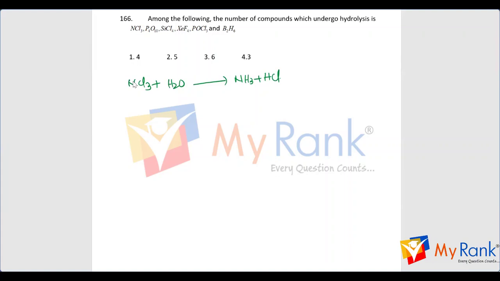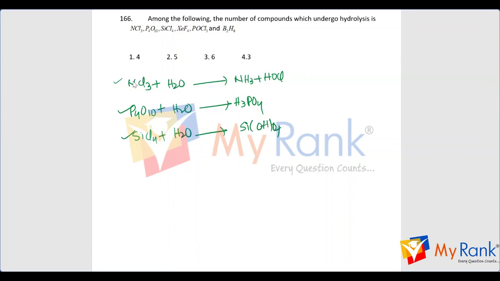NCl3 plus H2O gives NH3 plus HOCl. And from HOCl, again HCl plus nascent oxygen will be produced. First one, it undergoes hydrolysis. And the P4O10, when it undergoes hydrolysis, the product is H3PO4, phosphoric acid. It can undergo hydrolysis. SiCl4, silicon tetrachloride can undergo hydrolysis to produce Si(OH)4. Again, this one can undergo hydrolysis.